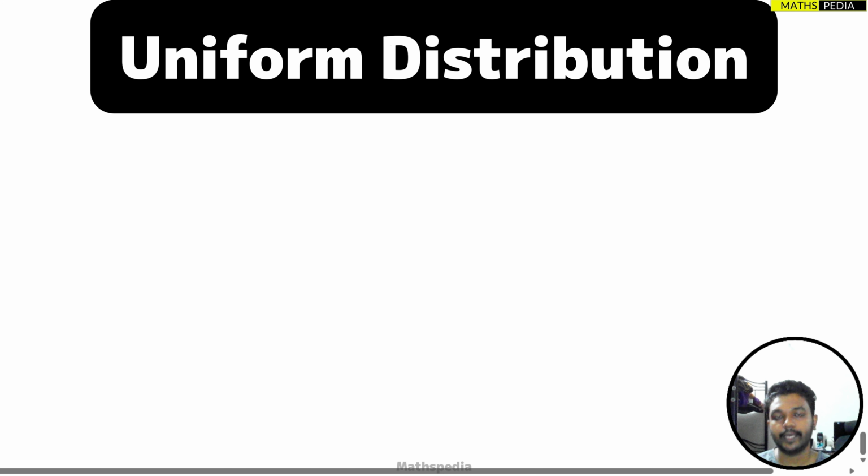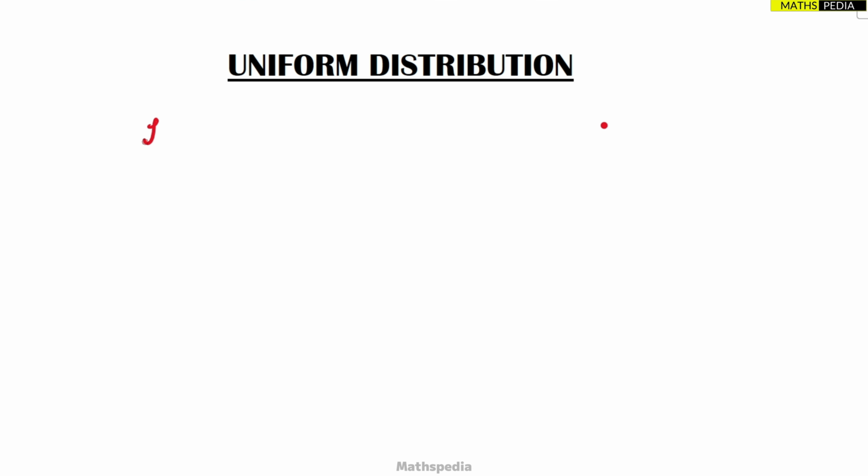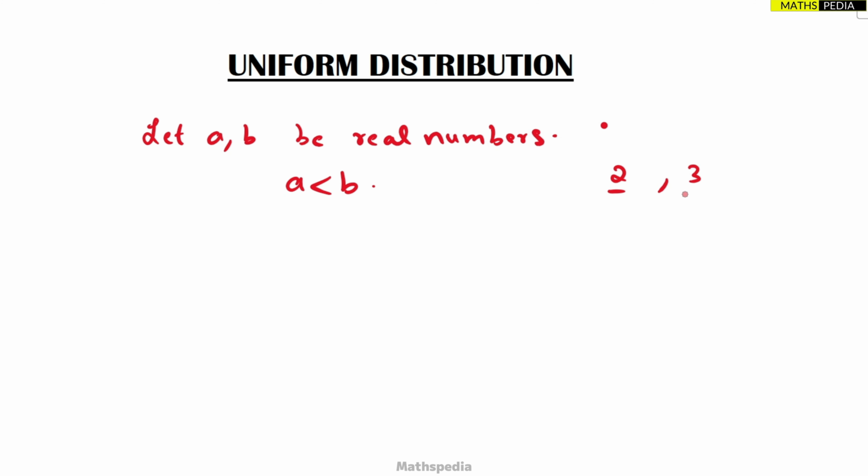So let us dive into understanding the distribution. Let me consider a and b to be real numbers, such that a is less than b. So there are two values, a and b. Suppose, for example, 2 and 3 I have taken. So a is 2 and b is 3, such that 2 is less than 3. That's what we are going to understand.